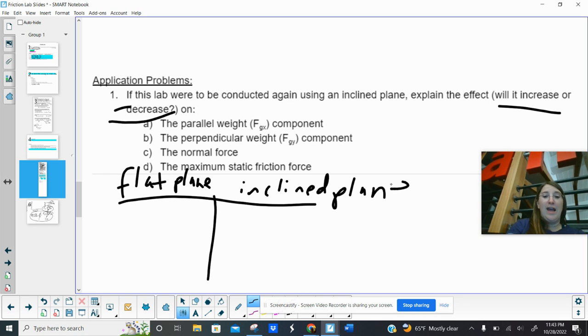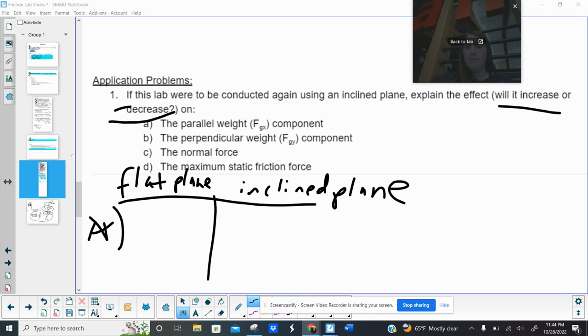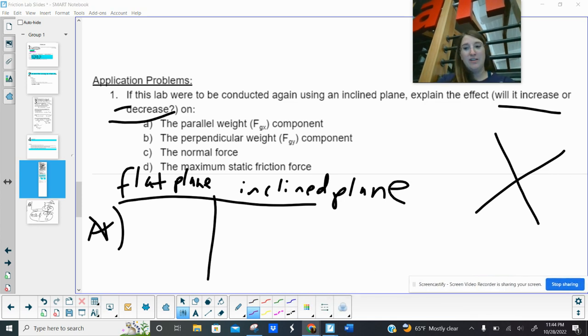So for example, I'm just going to do A with you, and then hopefully you can apply this way of attacking it to the rest. It says the parallel weight component. The reason it says parallel weight component is because in an incline, weight is again Fg, right? So here's my Fg. When we say parallel, we mean parallel to the plane. This is my surface I'm on. This is my parallel component. Notice those are parallel, right?